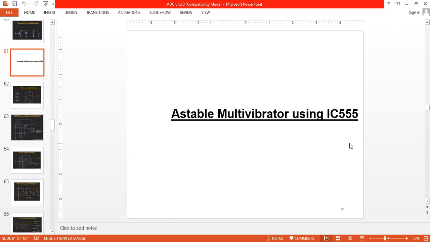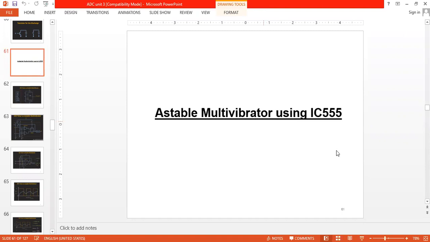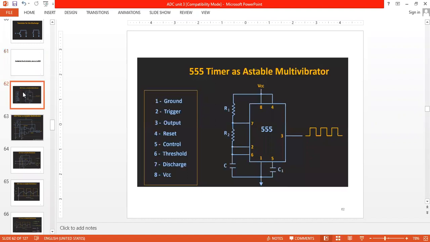Hi there everyone. MEM School of Engineering, Department of Mechatronics Engineering, online classes, subject Analog Devices and Circuits, Unit 3: Astable Multivibrator using IC 555 timer. In the last class, we discussed the basic model of the IC 555 timer with the internal circuit explanation. In this class, we will see how to design an astable multivibrator using the IC 555 timer, that means how to connect it.